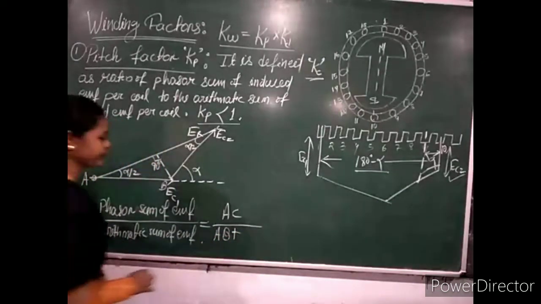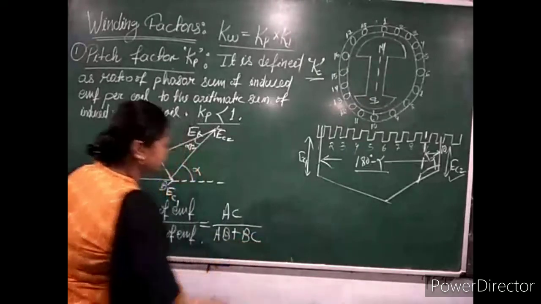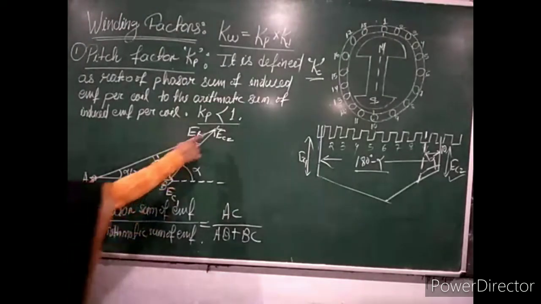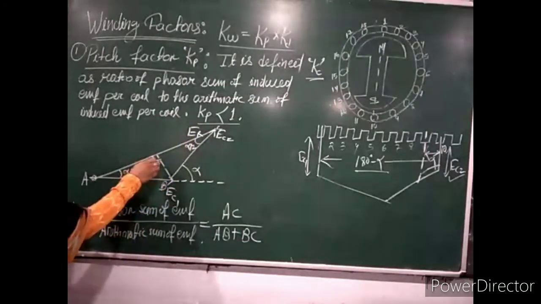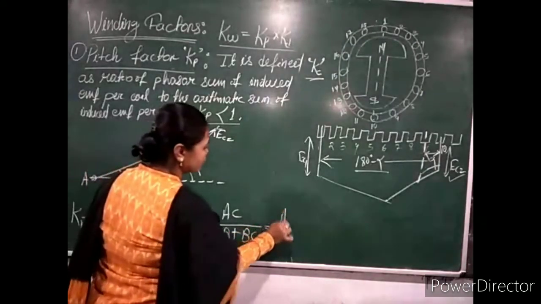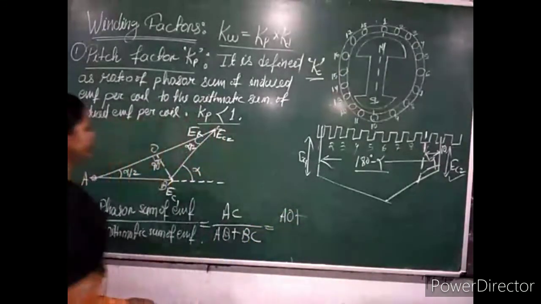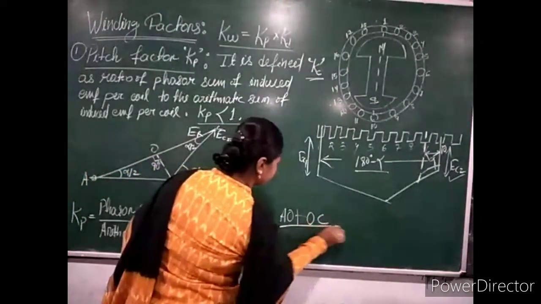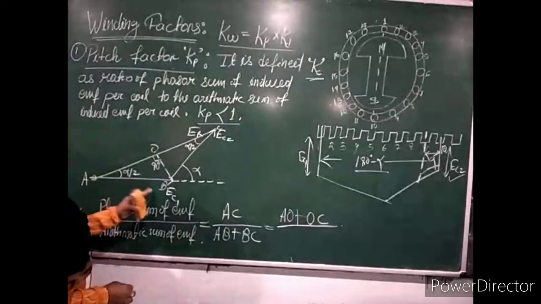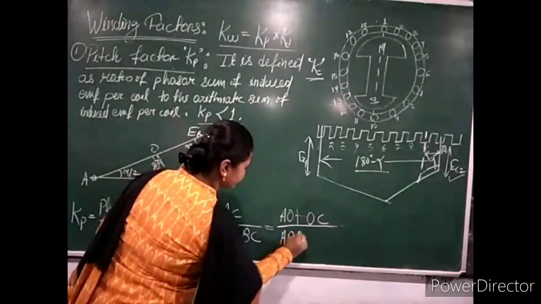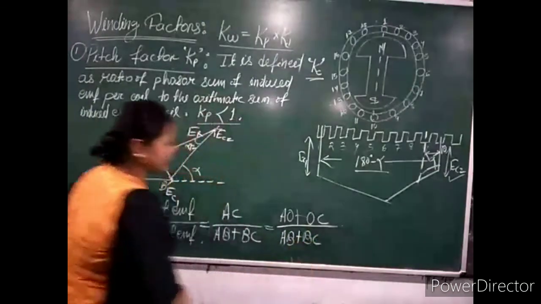Again I repeat, BC. Now here, how do you find AC? Let this point be O. AC is equal to AO plus OC, divided by AB plus BC.